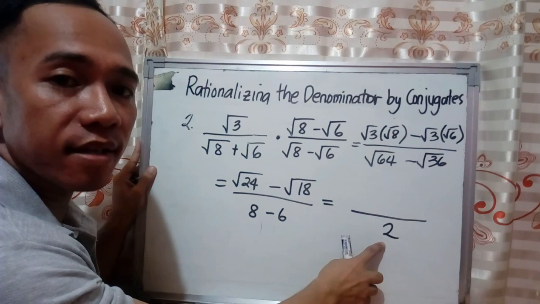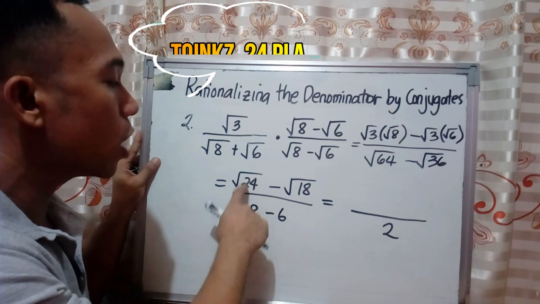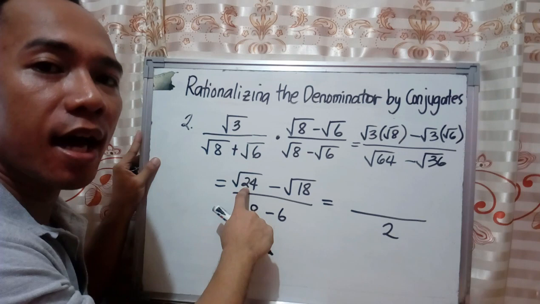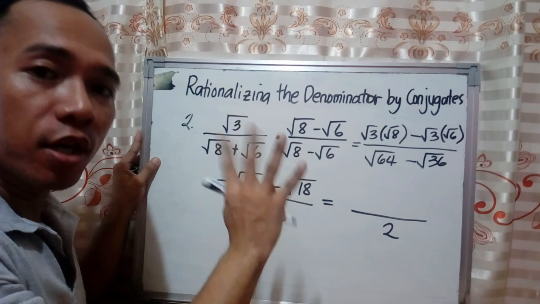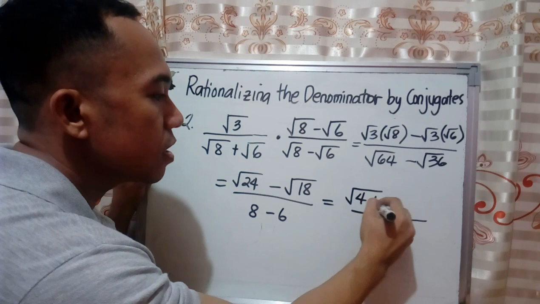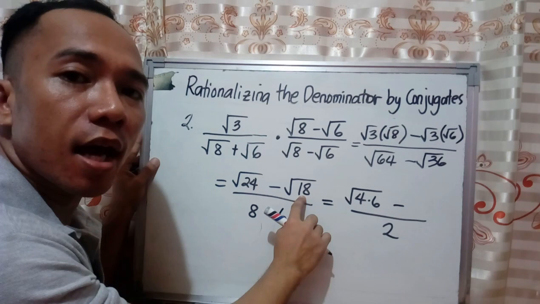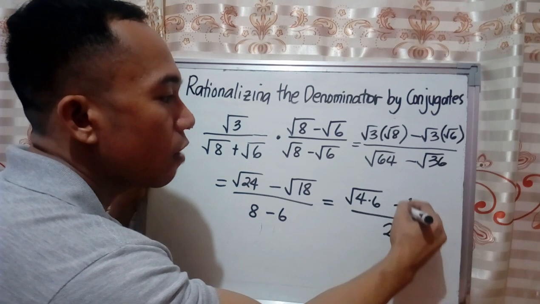Okay, then, square root of 24 is not in simplest form. We can simplify this further. So you have 24. It has a perfect square factor. So what is that? It's 4 times 6. So square root of 4 times 6 is 24. Minus 18 also has a perfect square factor. So this is square root of 9 times 2.